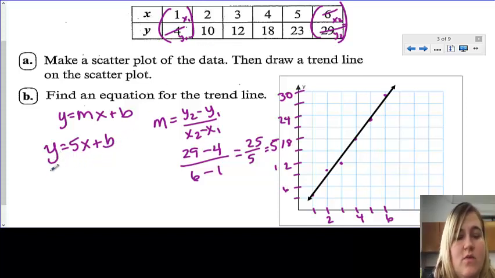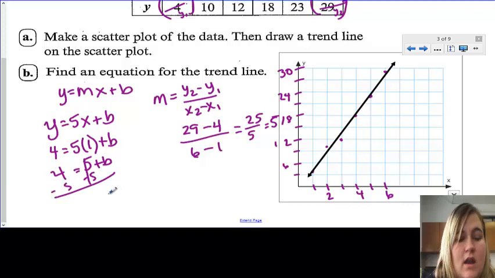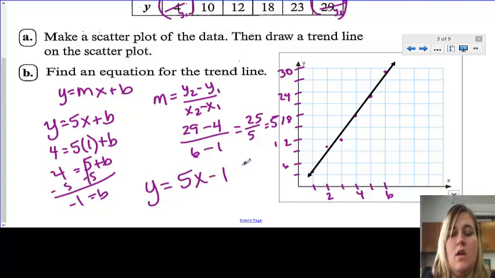So my y for that first point is 4, which has to be equal to my slope of 5 times my x, which is 1, plus b. And then I can just simplify, so 5 times 1 is 5, plus b is equal to 4. Subtract 5 from both sides, and I'm going to get that b is equal to -1. So I know my slope, I know my y-intercept, so my equation would be y equals 5x minus 1. And you can see if my line continued, it looks like it's probably going to hit about there, which would be about -1. So that is the equation of my trend line.